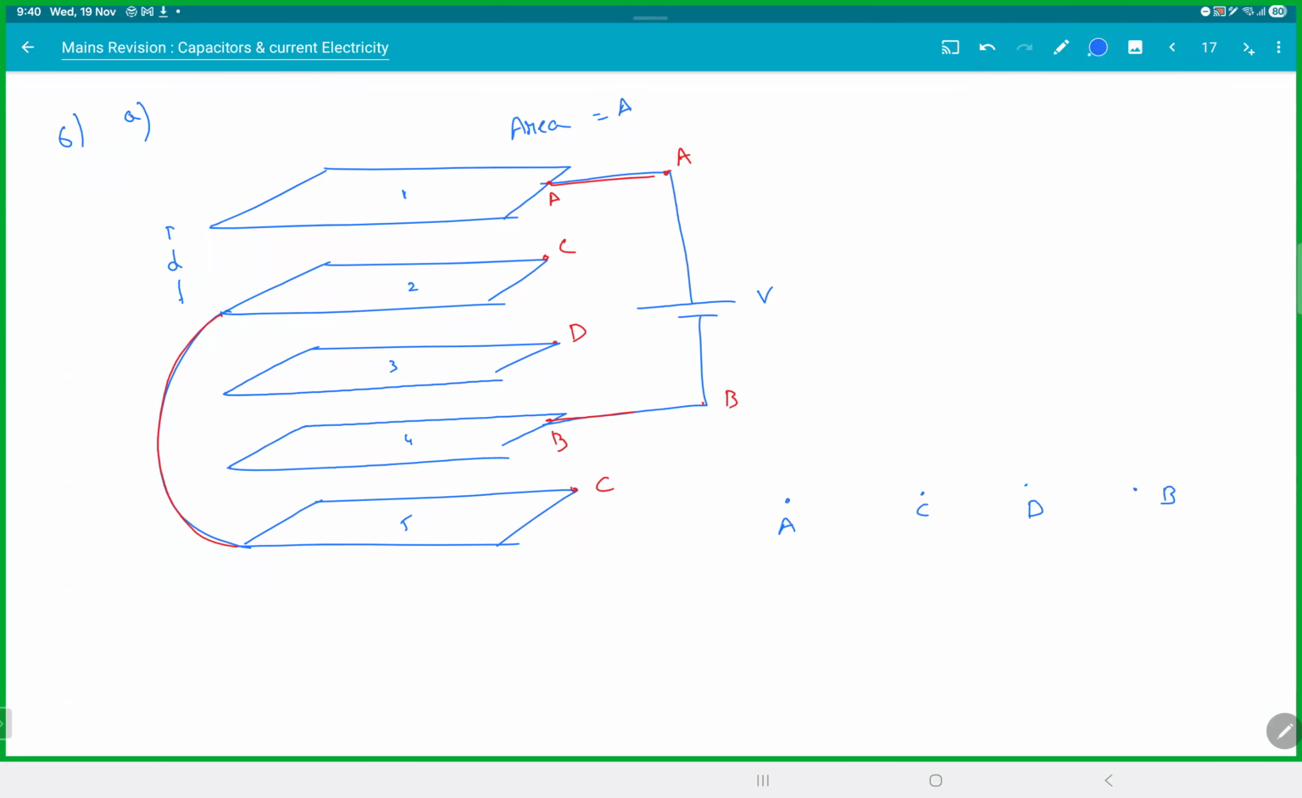So the first capacitor is between plate 1 and 2, that is between A and C. Second capacitor is between C and D. Third capacitor, see what is the capacitor here? The space between the plates. So there are 4 capacitors. Between 3 and 4, that is D and B. And the last one is between B and C. Can you solve this? Okay, now it is series and parallel. Clear.